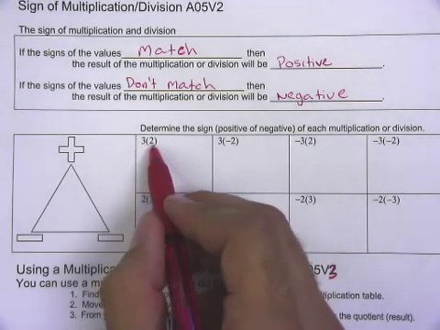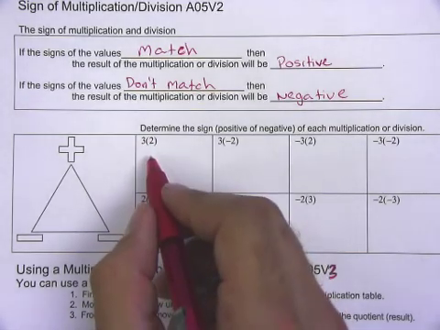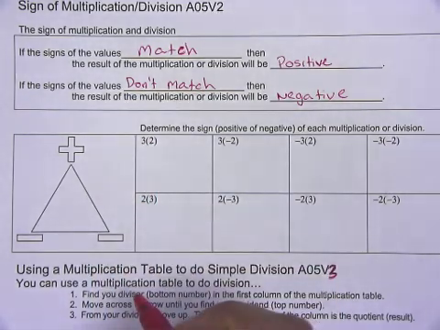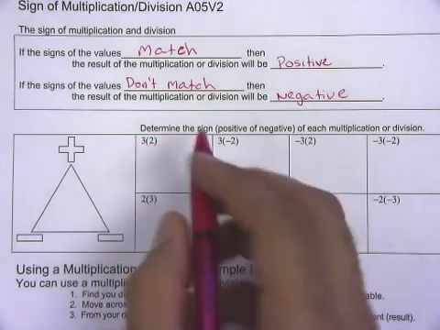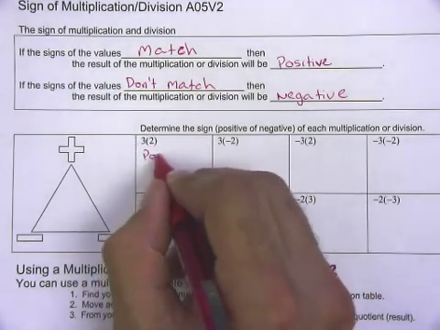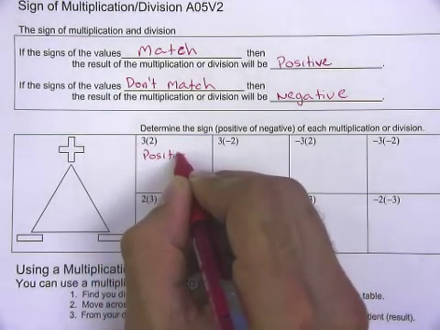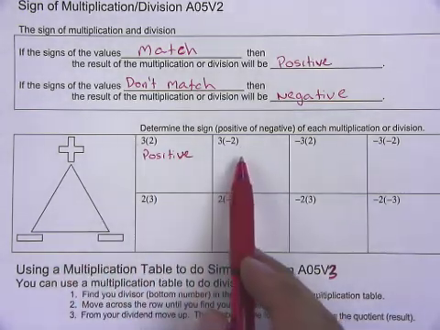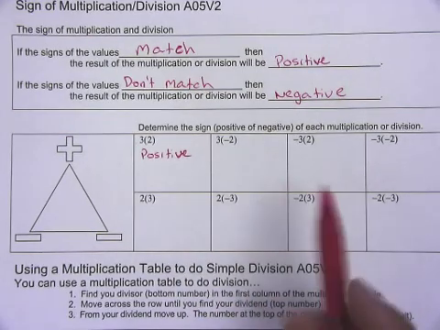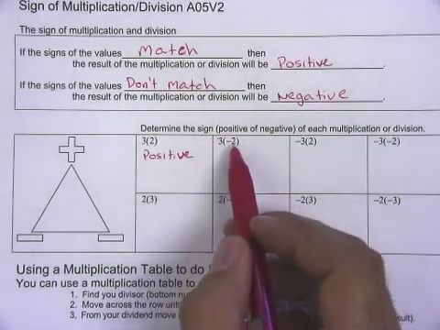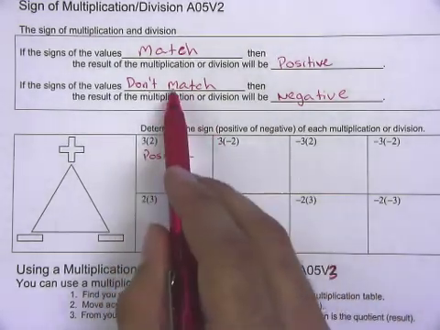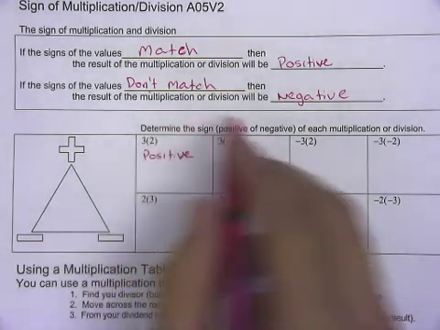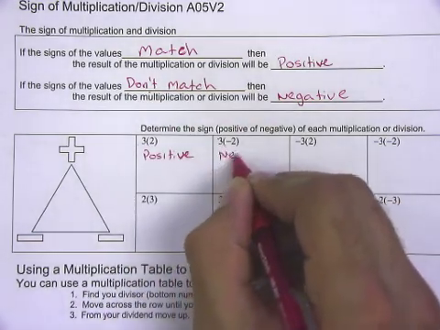So 3 times 2 will be what? Positive or negative? Well, it's a positive 3 times a positive 2, so the result here will be positive. Right? 3 times negative 2, on the other hand, we've got a positive and a negative, so those signs don't match, so that means that our multiplication here will be negative.